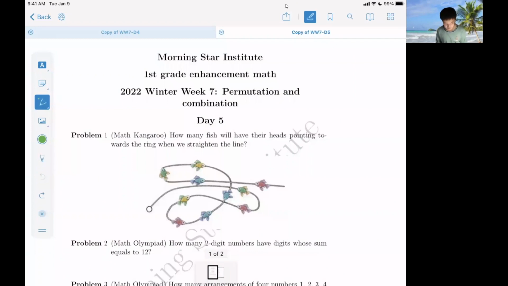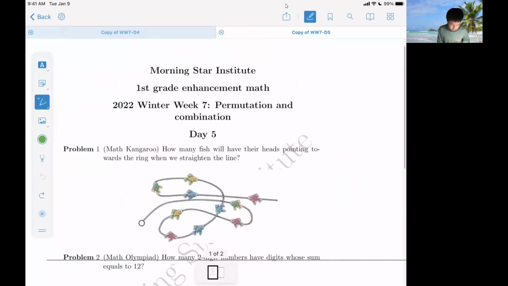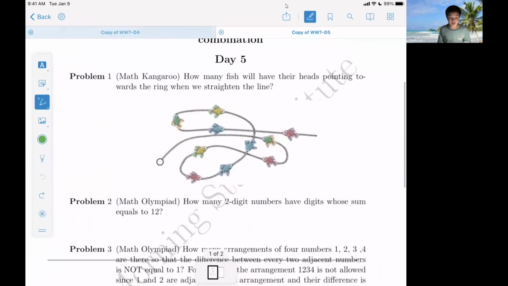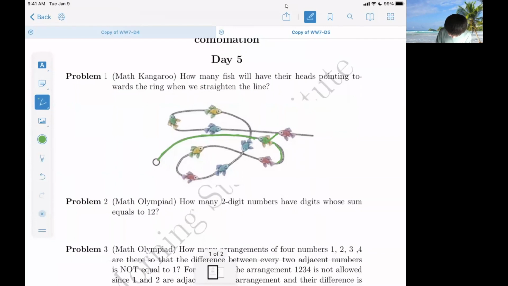Winter week 7, day 5. Problem number 1, how many fish will have their heads pointing towards the ring when we straighten the line? So we first start from this ring and go along the line. When we meet a head, we check it. It means that the head will be pointing at the ring. When we meet a tail, we cross because it will not be pointing at the ring.